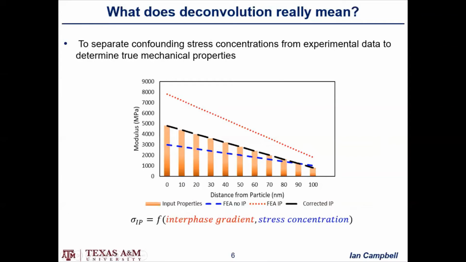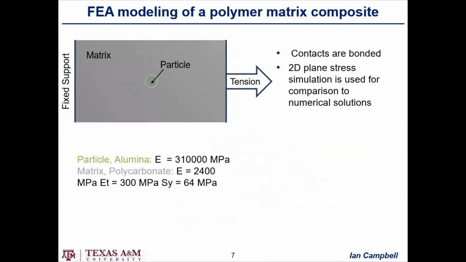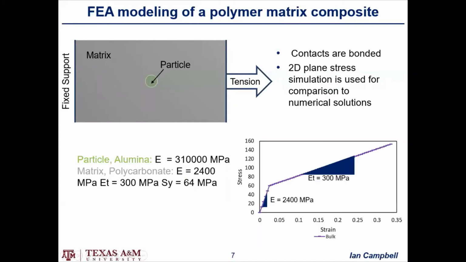I began by creating an FEA model of a polycarbonate matrix with one alumina particle in the center. The left edge was fixed, and tension was applied to the right edge. The bulk matrix was given elastoplastic properties defined by the Young's modulus, tangent modulus, and yield stress indicated by this stress versus strain curve. Contacts between bodies are bonded, and a 2D plane stress condition was used for these initial simulations in order to compare results to numerical solutions.